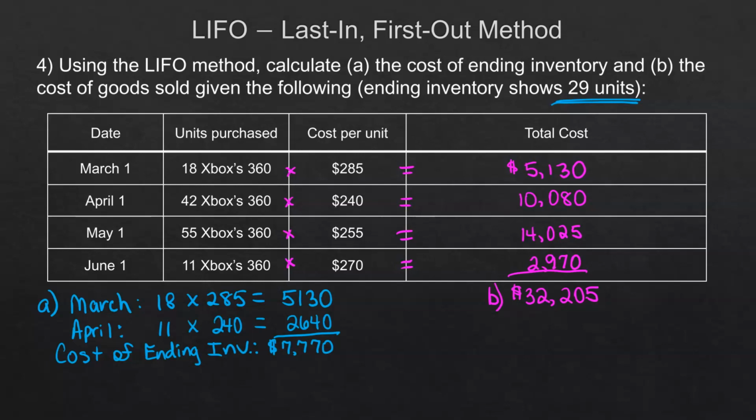And then for part B, we're going to take our total amount that we had for sale during that year and subtract 7,770. So cost of goods sold would be 24,435. And then we've answered part A and we've answered part B.